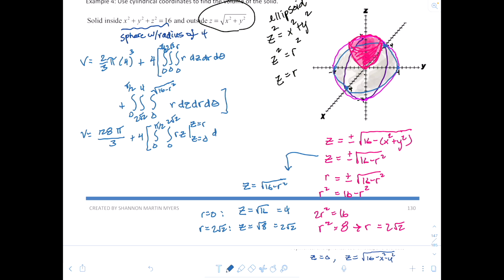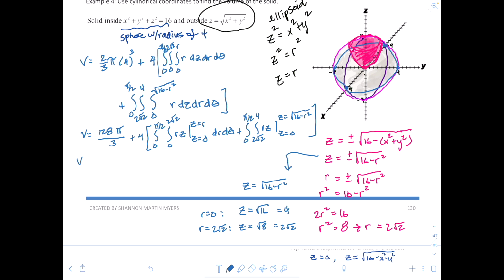And then we'll still have dr d theta plus integral 0 to pi over 2, 2 root 2 to 4, and then we're having r z, and then z is going from 0 to root 16 minus r squared. Good so far? Okay, and that's the end of that one.